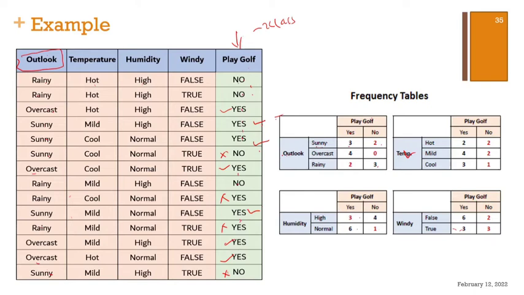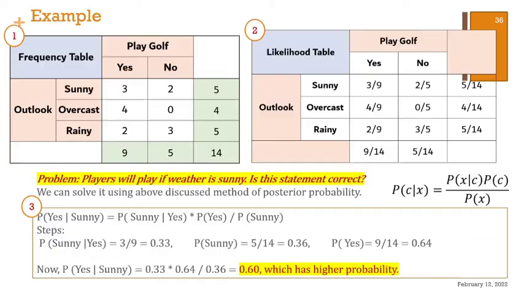Now, once the frequency table is done, you move to the next step, which is to calculate the likelihood. You need to calculate the likelihood from the frequency table. So you take it one by one. Let's take the outlook case. We already had the frequency table there. Now let's calculate the likelihood. Here you are going to check what is the probability of playing golf.